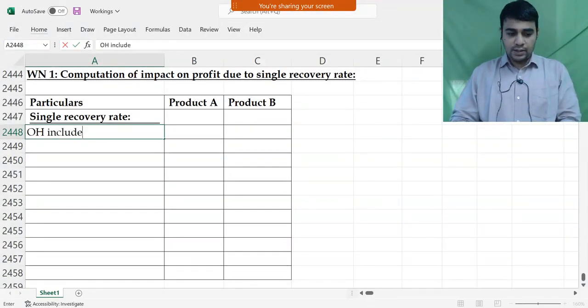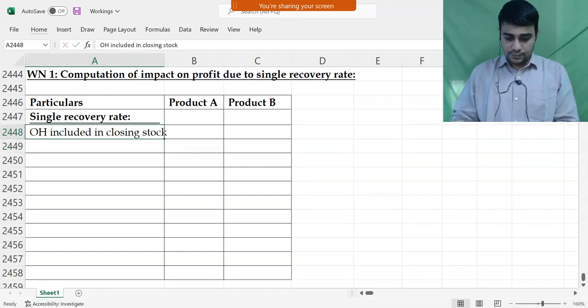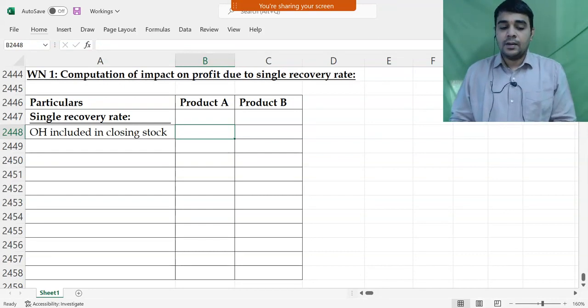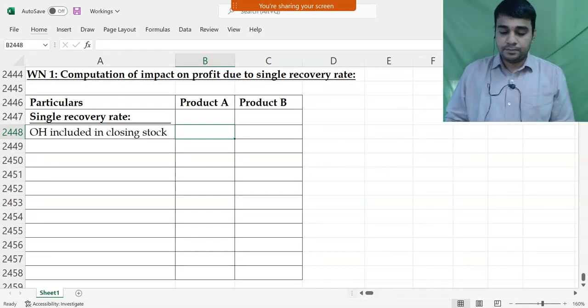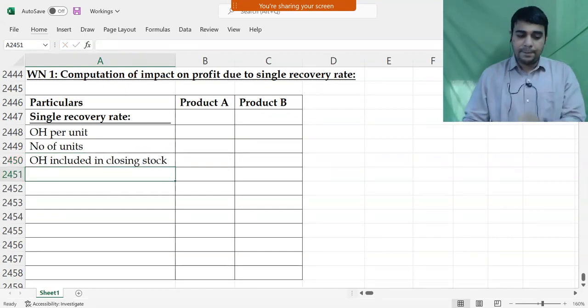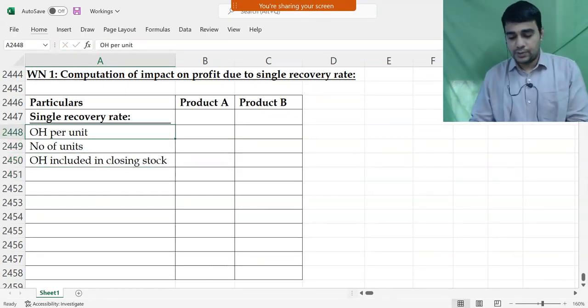OH included in closing stock. Change it as overhead per unit. Overhead per unit, number of units, and OH included in closing stock.